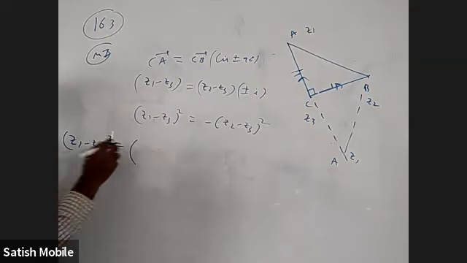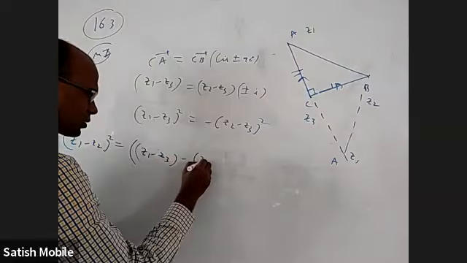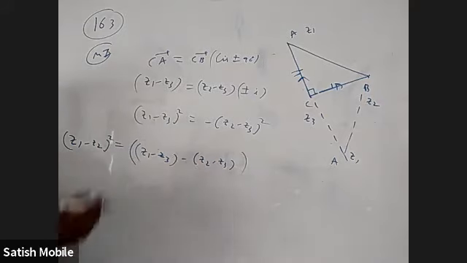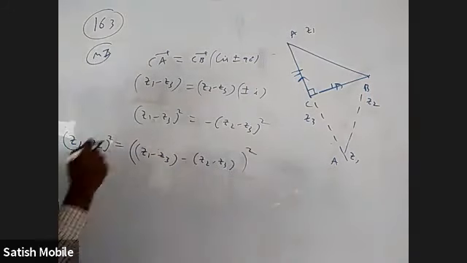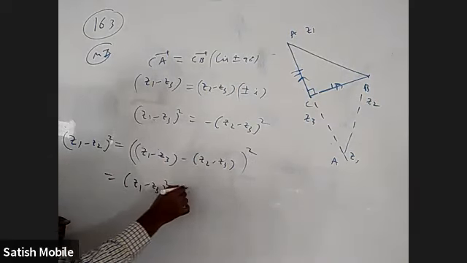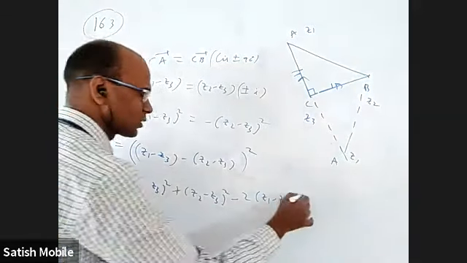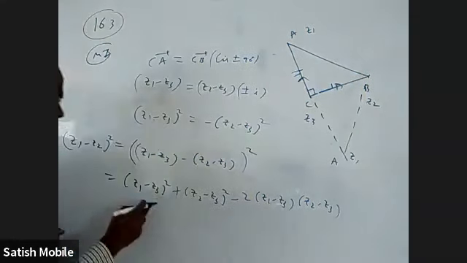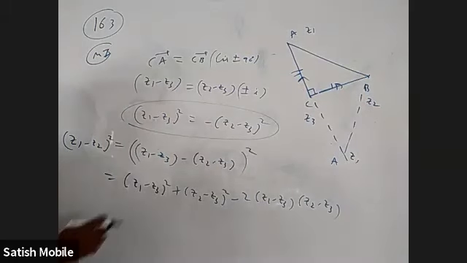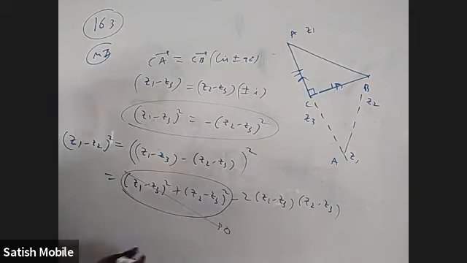I can write this Z1 minus Z2 as Z1 minus Z3 minus Z2 minus Z3. Z3 will cancel. I'll get Z1 minus Z2 back. But what is a minus b whole square? a square plus b square minus 2ab. When I expand this, I'll get Z1 minus Z3 whole square plus Z2 minus Z3 whole square minus 2 into Z1 minus Z3 into Z2 minus Z3. But this plus this is 0. That's what I proved here. Something square plus something square, I got 0. So this became 0, and that is the answer. That's all done.